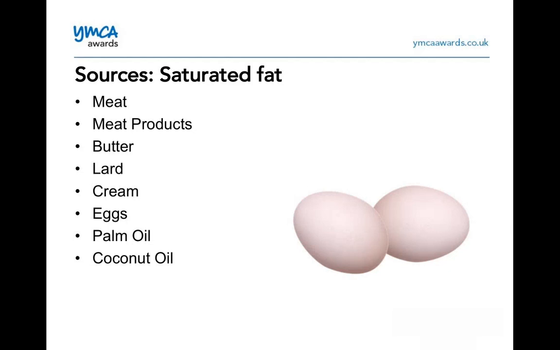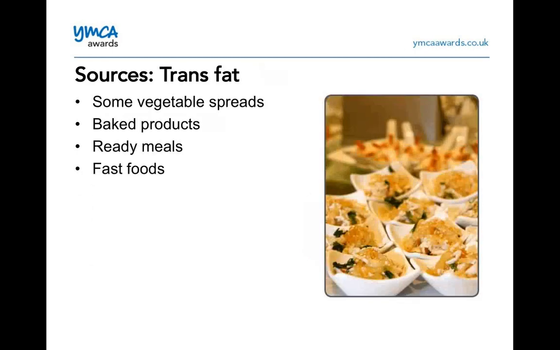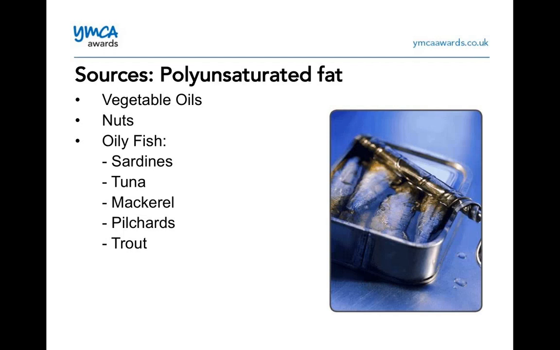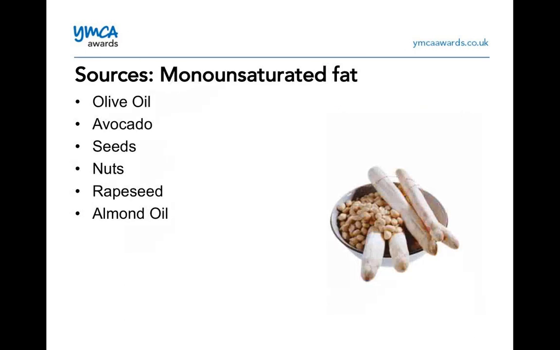So where would we get these sources of saturated fats from? You've got meat products, butter, lard, cream, eggs, palm oil, and coconut oil. Our trans fats are going to be some vegetable spreads, baked products, ready meals, and fast food. We have polyunsaturated fats, usually found in vegetable oils, nuts, oily fish such as sardines, tuna, mackerel, pilchards, and trout. We've got monounsaturated fats. Again, we're looking at olive oil, avocado, seeds, nuts, rapeseed, and almond oil.